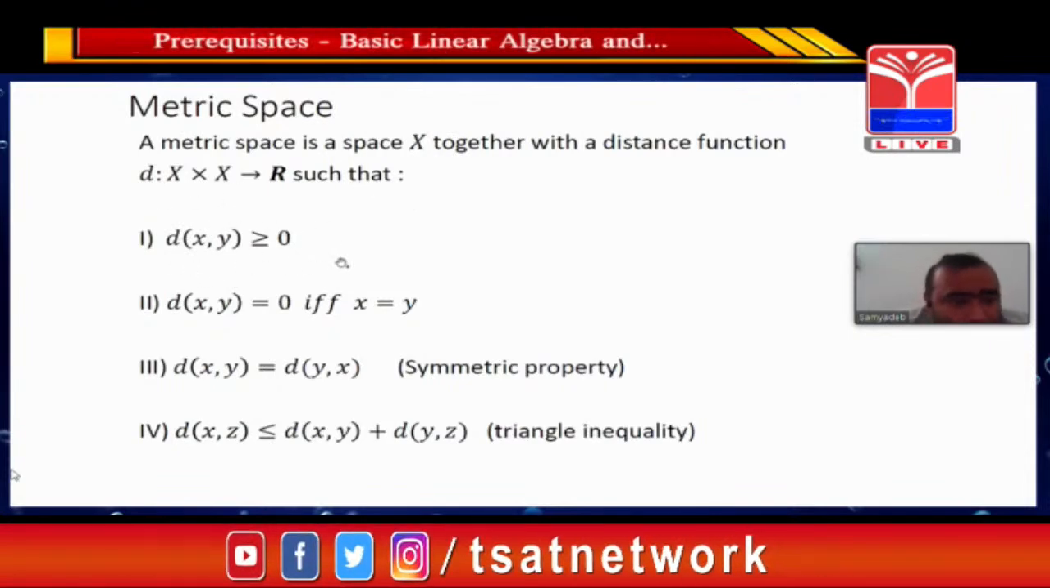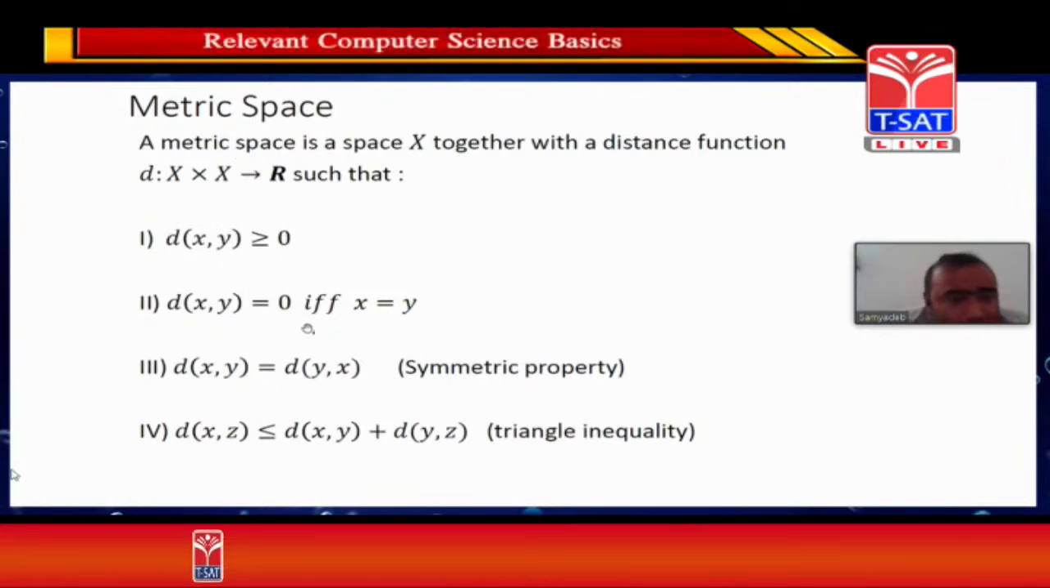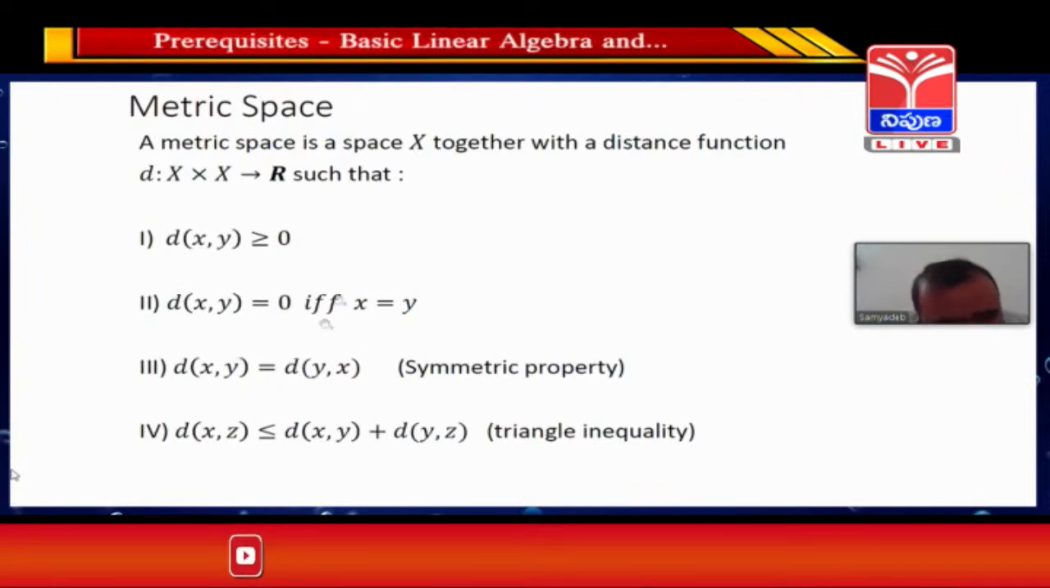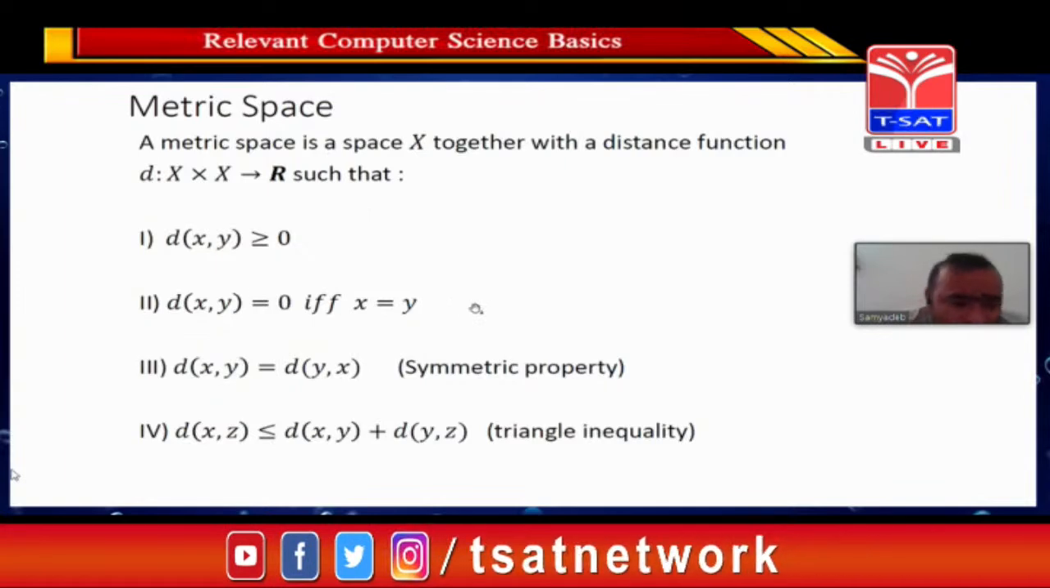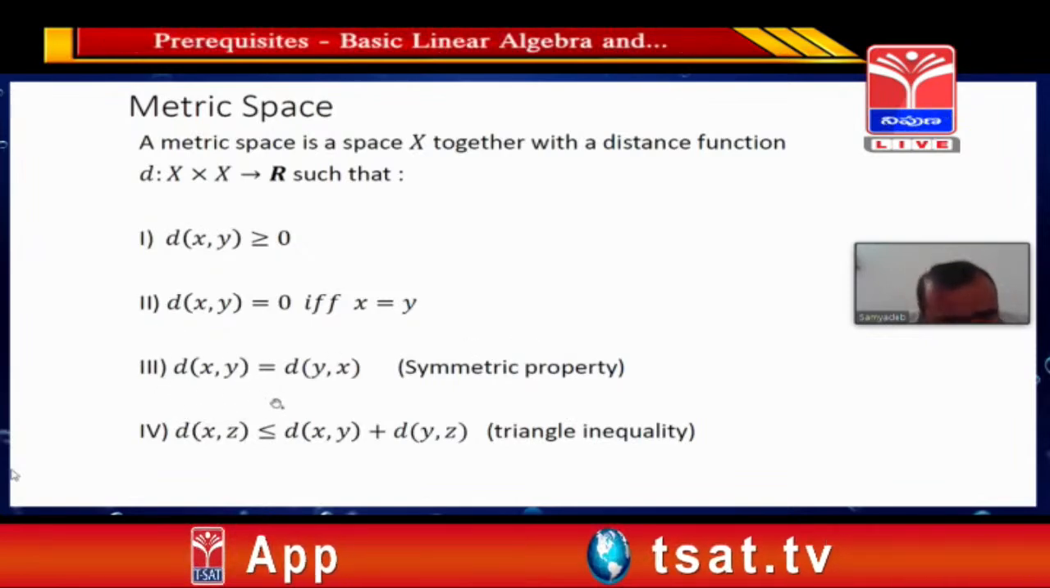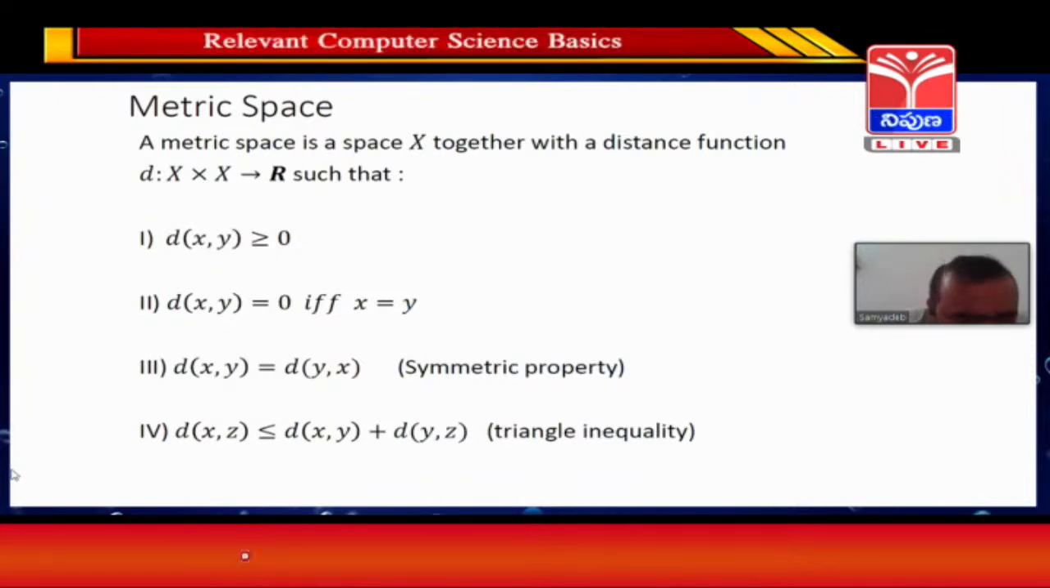So that always should be a non-negative quantity. It is 0 if and only if x is equal to y. So the distance between x and y can only be 0 if and only if x is equal to y. So this distance should be a symmetric function. That is, the distance between x and y is equal to the distance between y and x also.